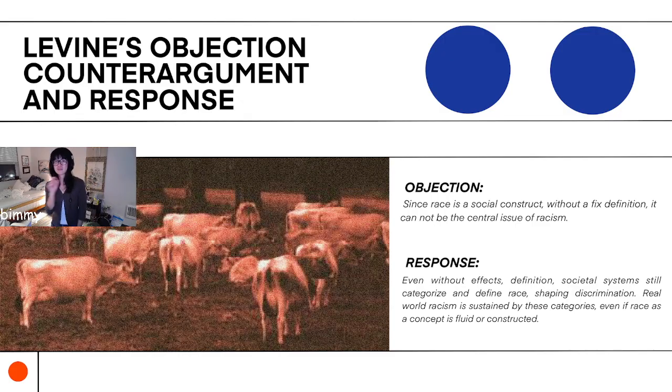An example of this would be the Census Bureau, or even when I applied to UO, because they asked me what race I was and gave me a whole list. And me having my own personal bias and understanding of what race might be, I checked the non-Hispanic, not Latino box, and then I circled the Asian one. But real world racism is sustained by these categories, even if race as a concept is fluid or a construction.